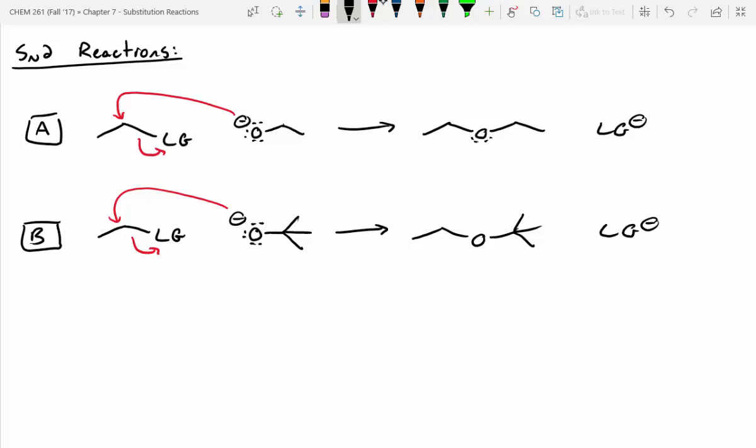What do you guys think? Do you think A will be faster, B will be faster, or do you think it'll be the same? A. You think A will be faster? Why do you think A will be faster?